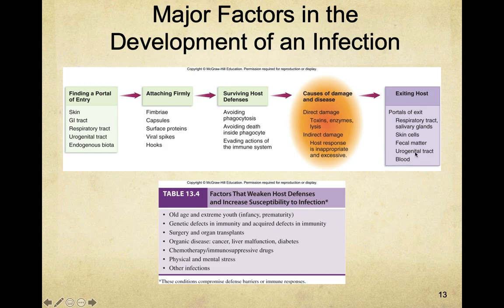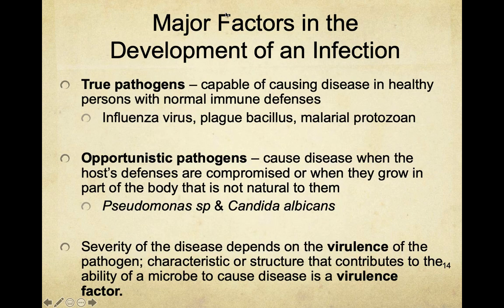You can pass through urine and then blood, very easy ways to get out of the body. So let's talk about the concept of true pathogens versus opportunistic pathogens and some of the different things that are involved with bacteria and different microbes causing infections within the body. We've talked a lot about this concept of a true pathogen and an opportunistic pathogen.